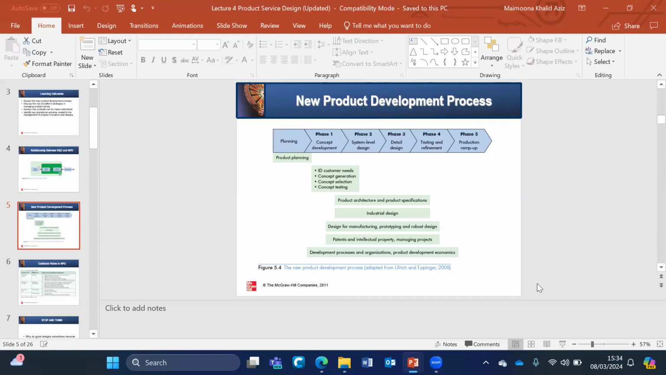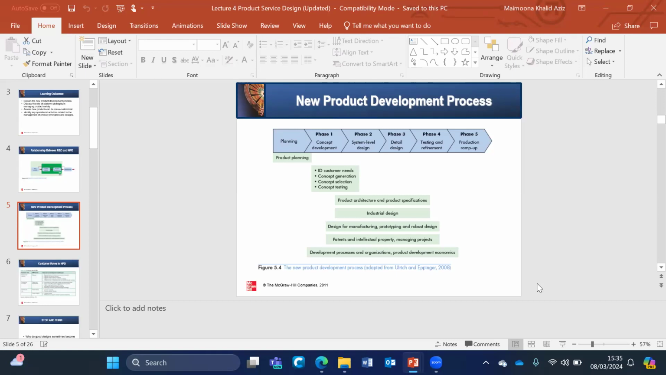The first step is the planning. Phase one has concept development. The idea of the product is developed. Phase two is the system level design. That means for the system internally, a design is made for the company for the idea.